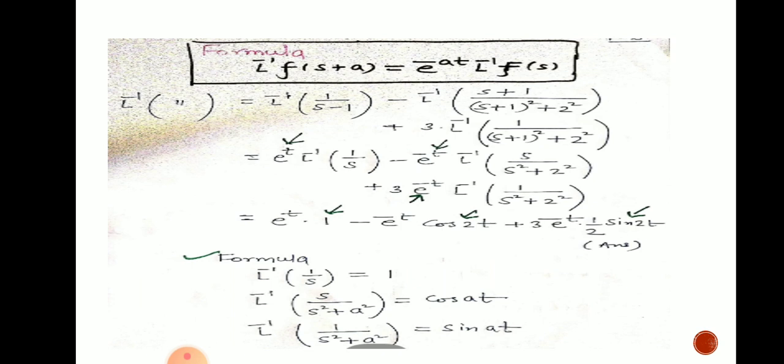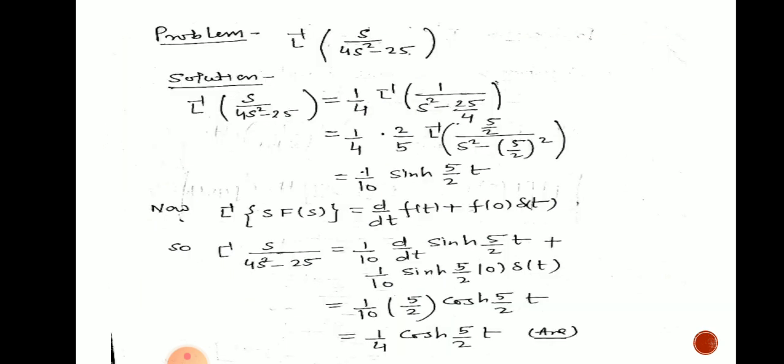Now using perfect square, this term is converted into the form Laplace inverse of 1 upon s minus 1 minus Laplace inverse of (s plus 1) upon (s plus 1) whole square plus 2 square plus 3 Laplace inverse of 1 upon (s plus 1) whole square plus 2 square. Now it is clear that here we can apply the first shifting property, then we get the required result. Now look at this problem.